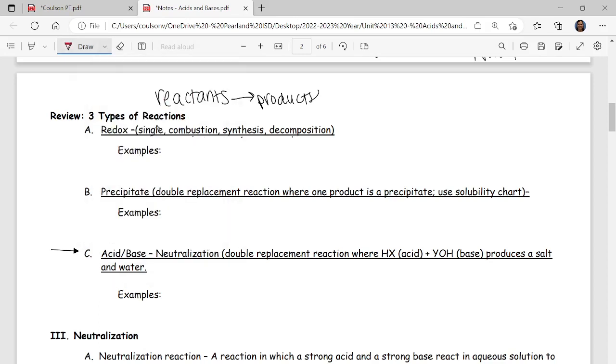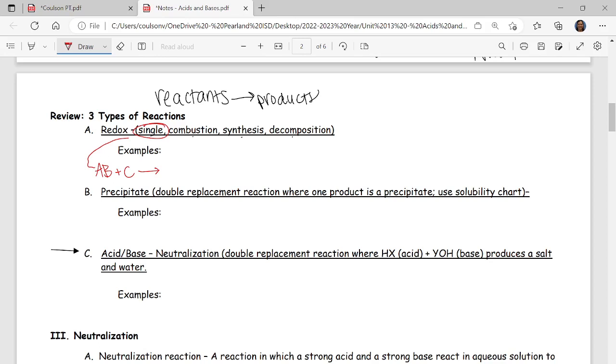All right, what is a single replacement reaction? One compound plus one element, and that one element replaces one of the elements in that compound. Good. Okay, so you have a single element and you have a compound, and this single element is going to come in and replace one of those.